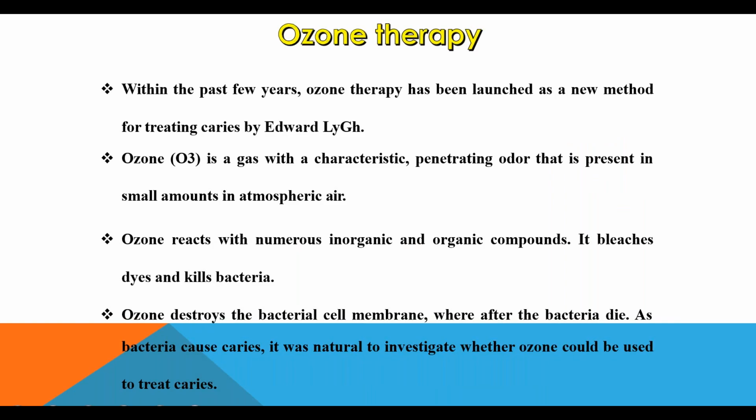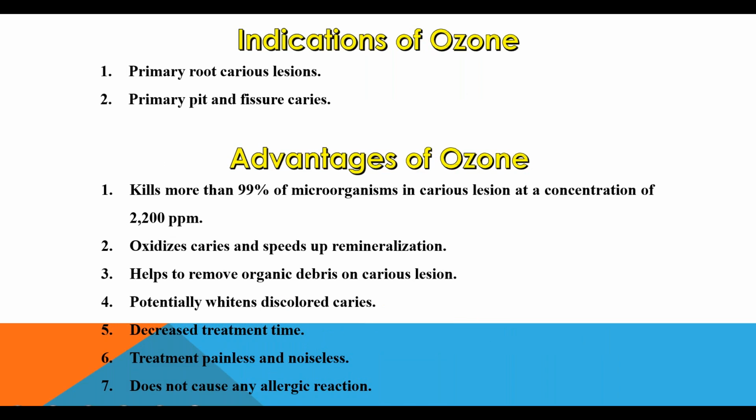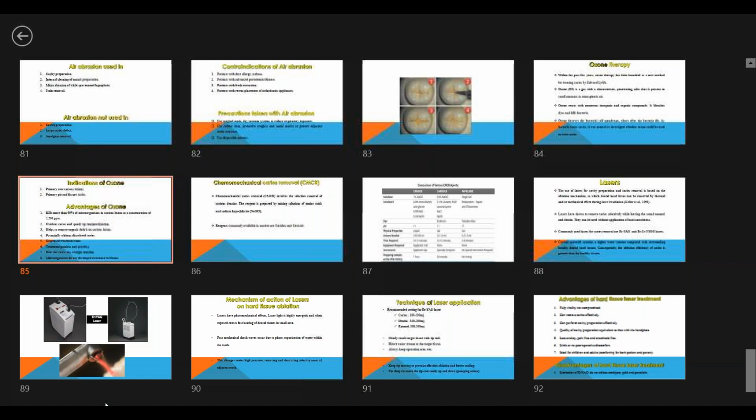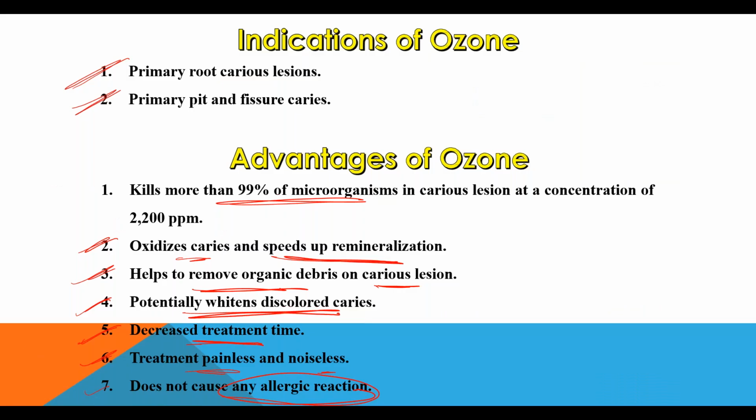Then the ozone therapy. The ozone destroys the bacterial cell membrane, and therefore the bacteria die. The indications are for primary root caries or primary pit and fissure caries. It kills 99% of the microorganisms, oxidizes the caries, and speeds up the remineralization. It helps to remove the organic debris on the carious lesion, potentially whitens the discolored caries, and decreases treatment time. Treatment is painless and noiseless. It does not cause any allergic reactions, and microorganisms do not develop resistance to ozone.